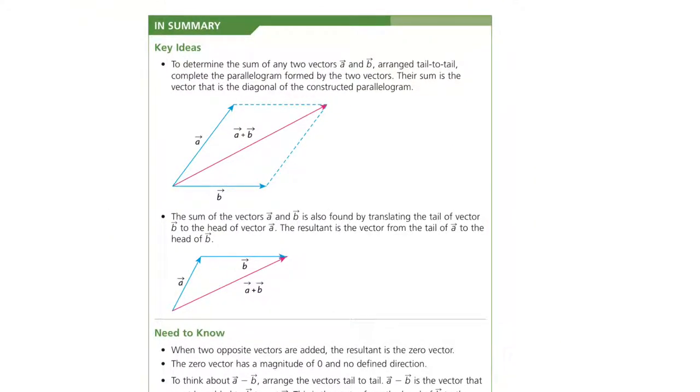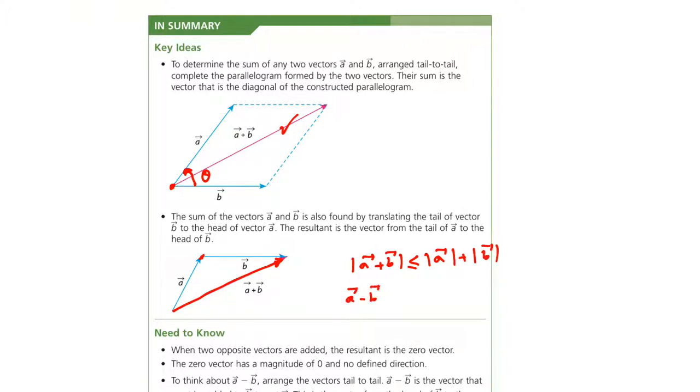In summary, when two vectors are tail to tail, the angle between vectors A and B is theta, and the diagonal passing through the shared tail of A and B gives us the addition of A plus B. Triangular law says the vector A plus vector B is the third side of a triangle when the tail of the second vector is on the head of the first one. Magnitude of A plus B is always smaller or equal than magnitude of A plus magnitude of B.